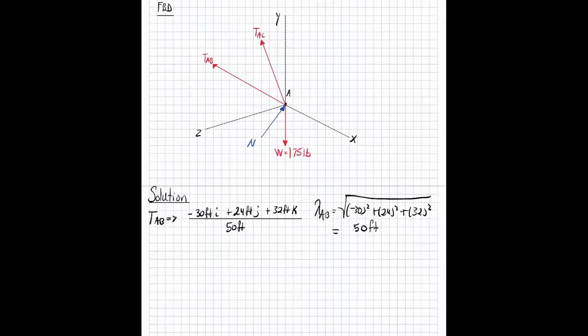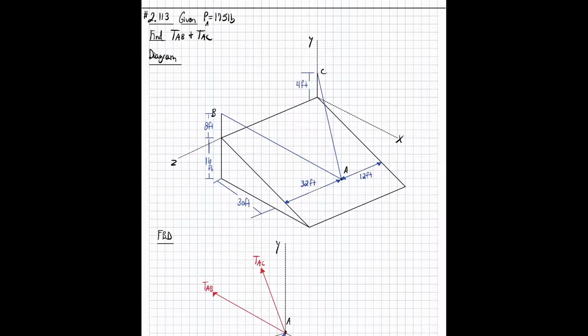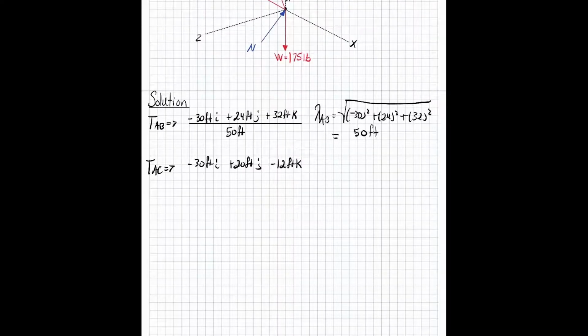Okay, now we're going to evaluate tension AC. Tension AC is negative 30 feet again in the I direction, positive 20 feet in the J direction, and a negative 12 feet in the K direction. So if you look at it, again, A to C, negative 30 feet in the I. We're going from 16 and then extra 4, so we have 20 feet in the J from A to C. And in the Z direction, we're going from A to C, so we're going negative 12 feet. And that's how we get those numbers.